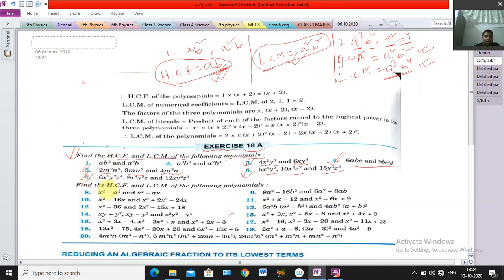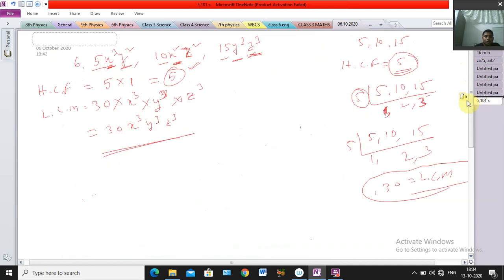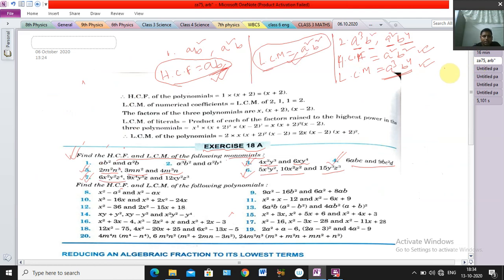Question number 7 is 6x square y square z to the power 4. We have to write the question: 6x square y square z to the power 4.